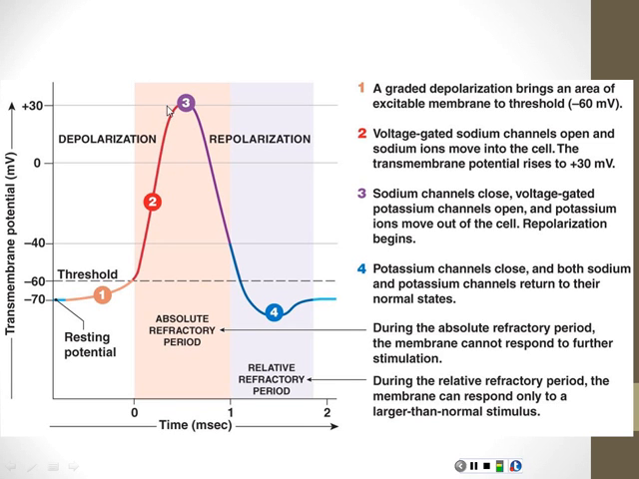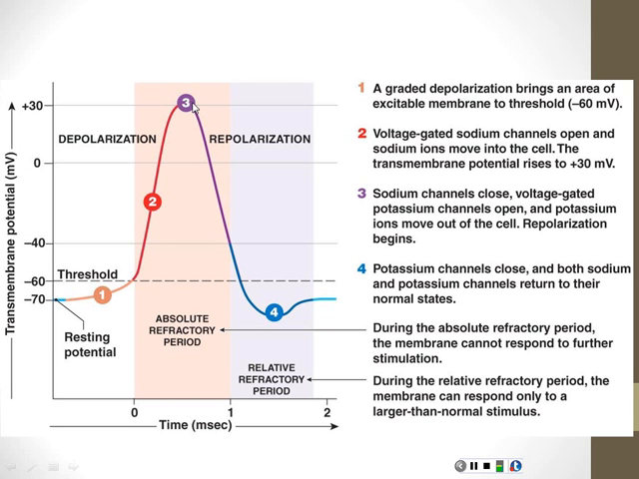The upstroke is voltage-gated sodium channels open because they've reached threshold. Sodium comes rushing in. Membrane depolarizes. In other words, it goes from being very polar to not as polar up at plus 30. Now at plus 30, we get another exciting thing that happens. The sodium channels inactivate. In other words, they close temporarily. You could think of it as that.